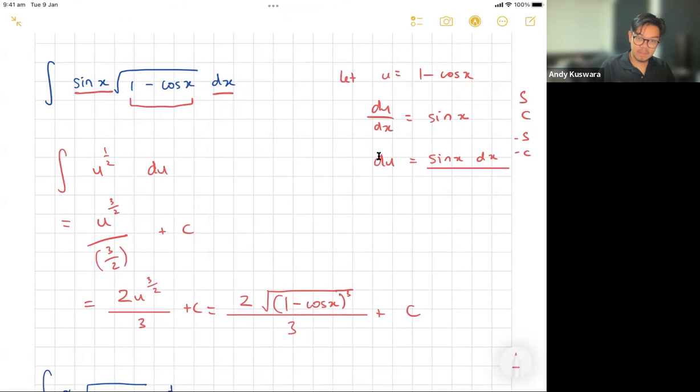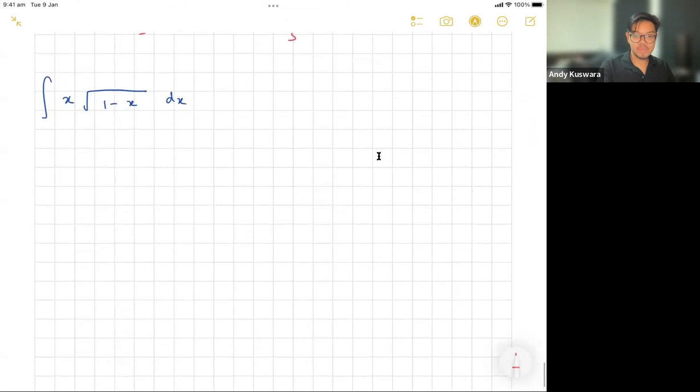There you go. And last one. Okay, let's take a look here. Let's go, u equals, again, what we have under here, 1 take away x. And so that means we've got du dx is just going to equal -1. So in other words, du equals negative dx.